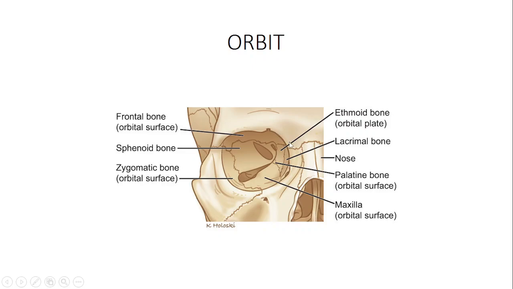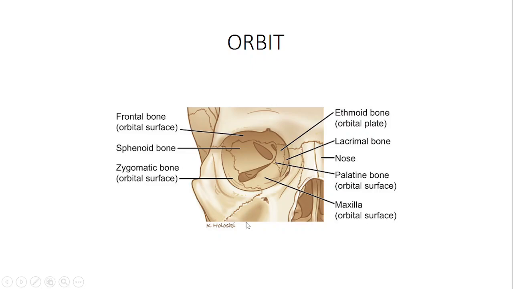Alright, so now let's talk about the medial margin. Superior portion of the medial margin is formed from the frontal bone, whilst the inferior margin is formed from 2 major bones. As you can realize, this is the maxilla and that is the lacrimal bone.